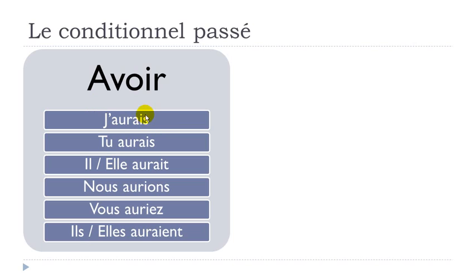J'aurais, remember, final S not pronounced. Tu aurais, same thing here, final S not pronounced. Il aurait, elle aurait, final T not pronounced. Nous aurions, liaison here, this little link. Nous aurions, final S not pronounced. Vous auriez, liaison here, and then EZ will go like E.